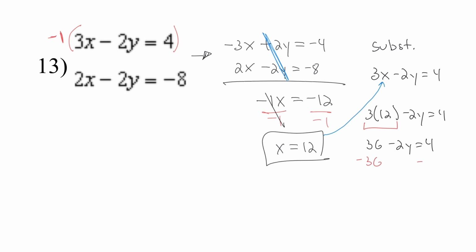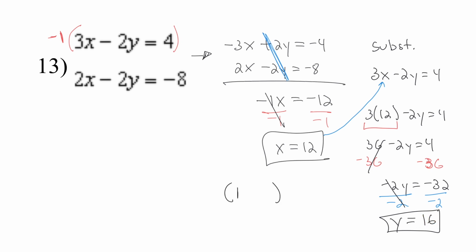Subtract 36 from both sides. So we have negative 2y equals negative 32. Divide by negative 2. So your answer for y is positive 16. Careful with the signs. You guys have two negatives right here. So it'll be positive 16. Now your answer has to be in parentheses. 12 goes first, or the x goes first, and then y, which is 16. So my answer for number 13 is 12, 16.